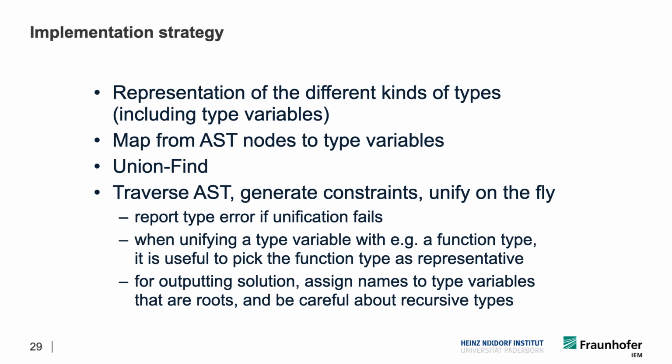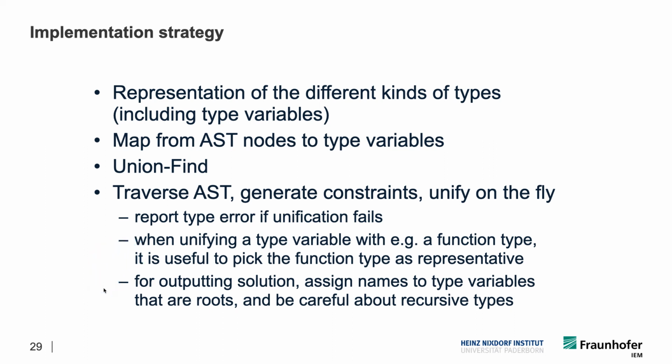If you then want to use union find in such a type system setting, you're basically representing different kinds of types through these constraints, including type variables. So you then map from the AST nodes to different type variables. You apply the union find algorithm, and then in the end, when this has been done, you report type errors if the unification fails. And also when unifying a type variable with, let's say, a function type, it's always useful to pick the function type as representative. So I talked about these representatives that represent classes in the union find.